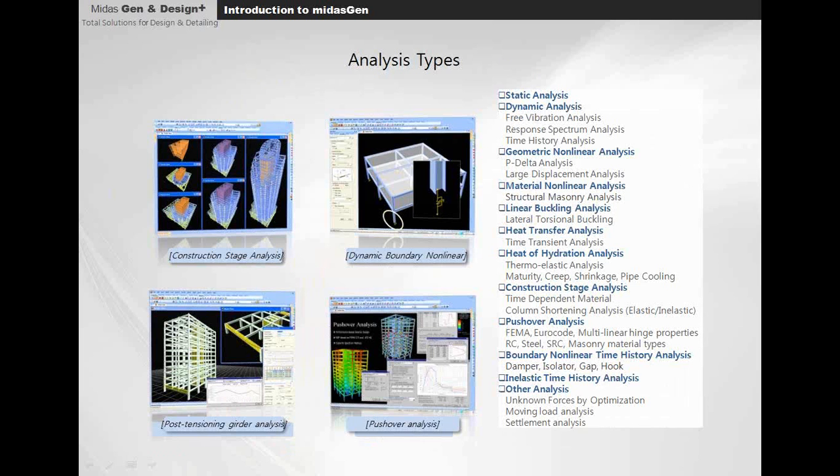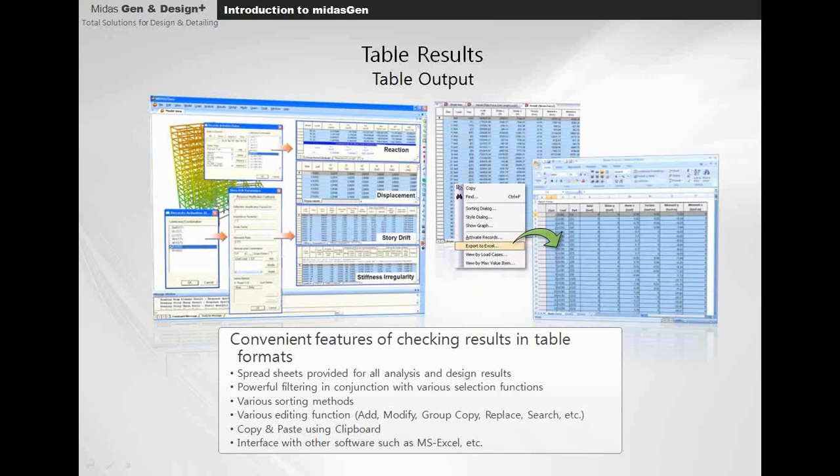Now, on your screen shortly will come a list of the analysis types we have in MIDAS Gen. MIDAS Gen supports all kinds of static analysis, and we also have features for dynamic analysis, as I mentioned before, like free vibration and time history. We also have features for geometrical nonlinear analysis, such as P-delta and large displacement analysis. Also, we have provisions for heat of hydration and construction stage analysis, and pushover analysis can also be done using MIDAS Gen.